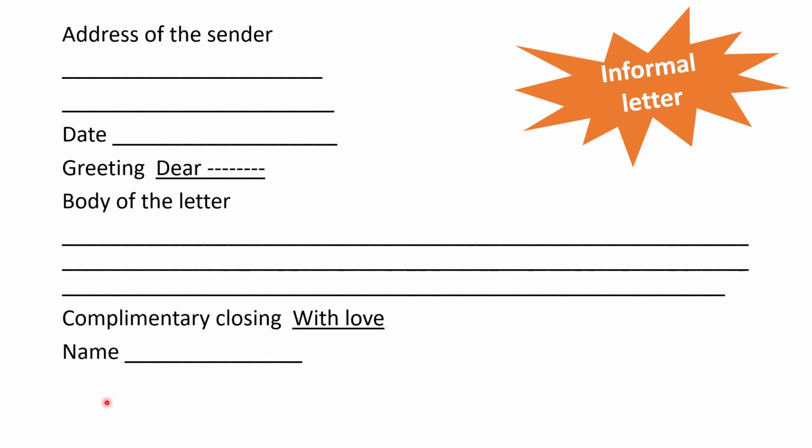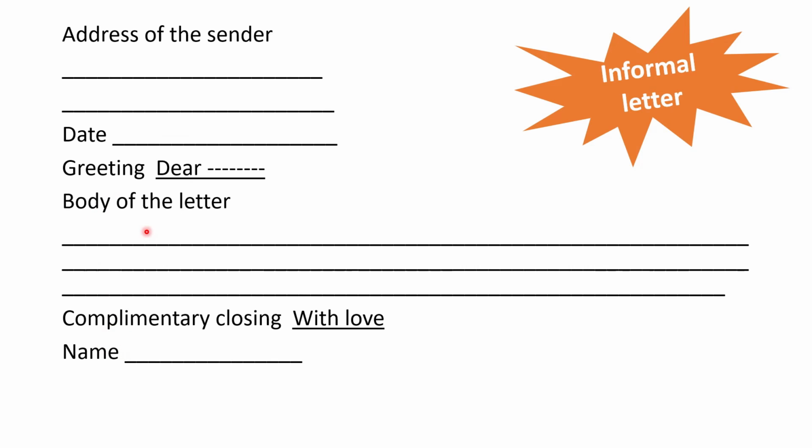Then it is the informal letter. In an informal letter, we'll start with the address of the sender, like the person who is writing the letter, which is followed by the date, then the greetings. The greeting could be something which is very much informal, as you are writing it to your dear and near ones. Then the body of the letter.